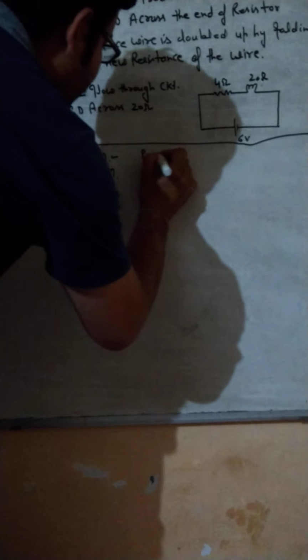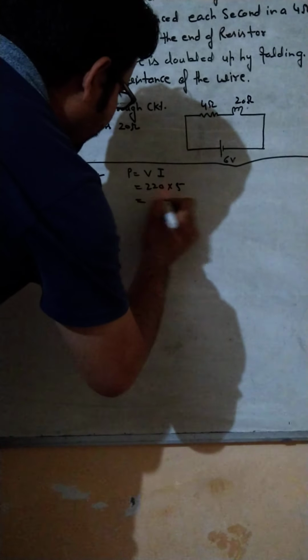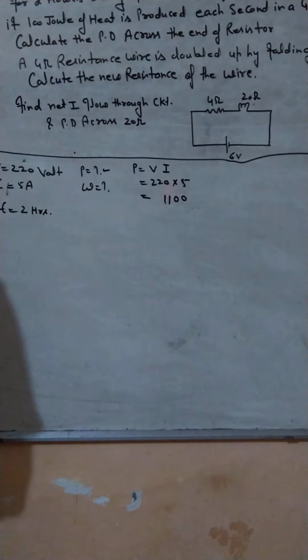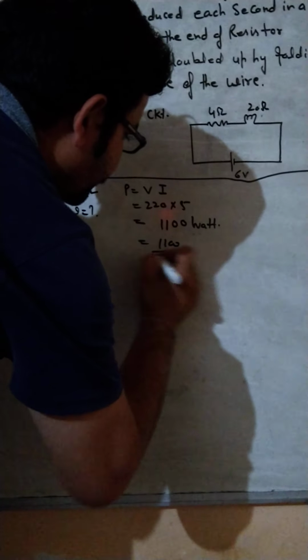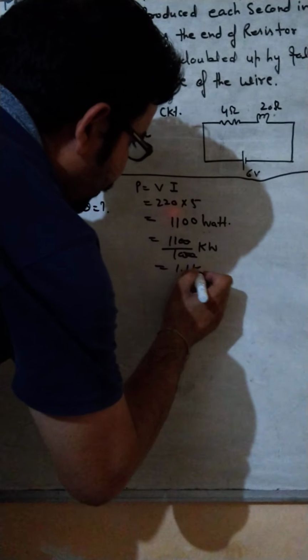Now first we will find it, then we will try for the electricity bill. First we have power. Since we know P is equal to VI. What is V here? 220. And there is I also, we have 5. It will be 1100 watt, but we have to convert it into kilowatt, so we have to divide it by 1000. That is kilowatt. So as you can see, that means 1.1 kilowatt.